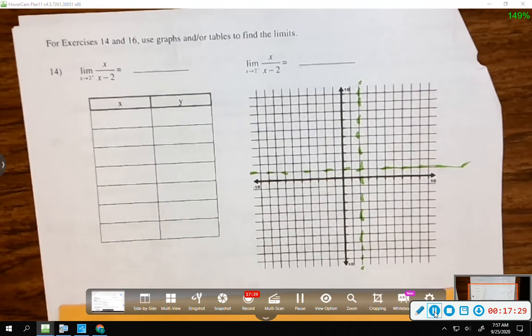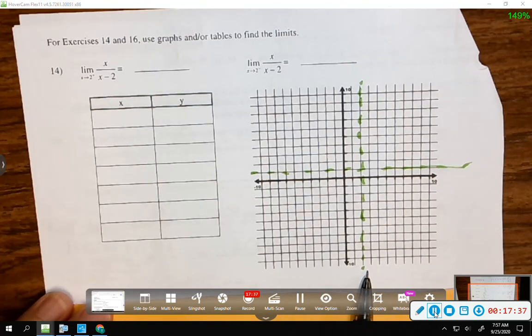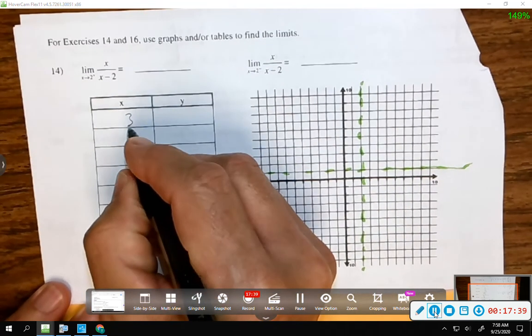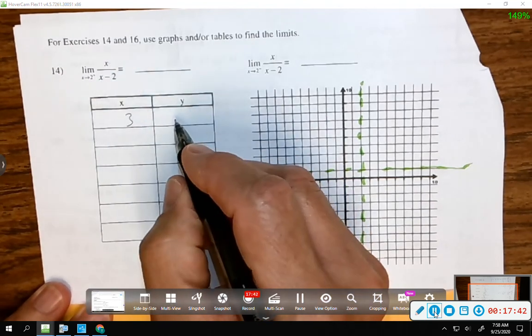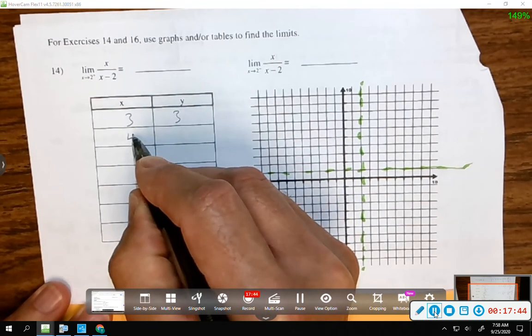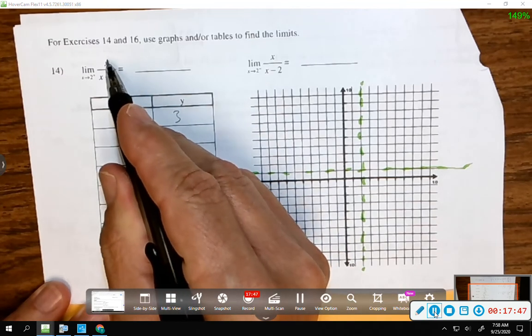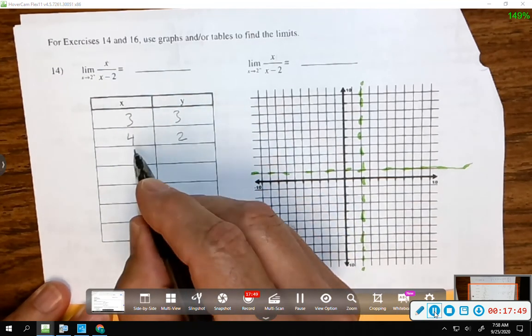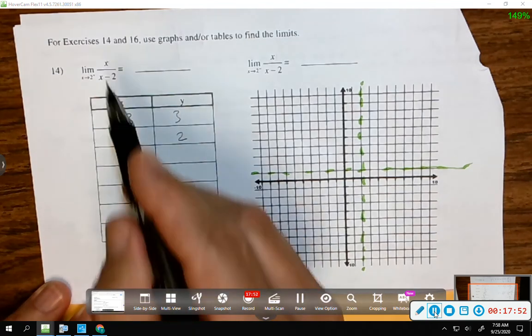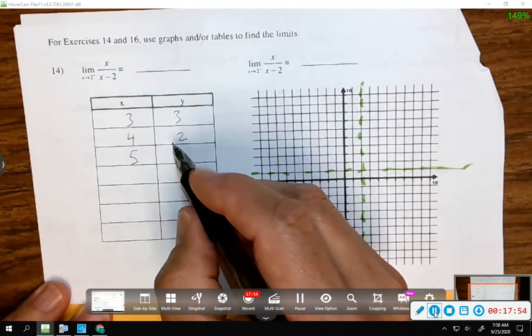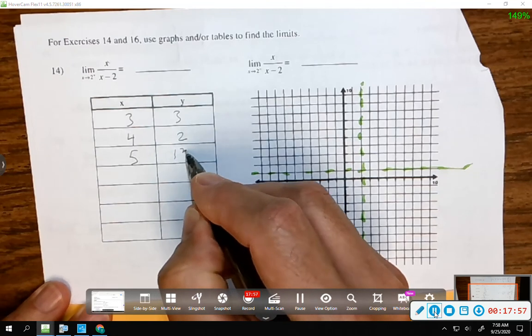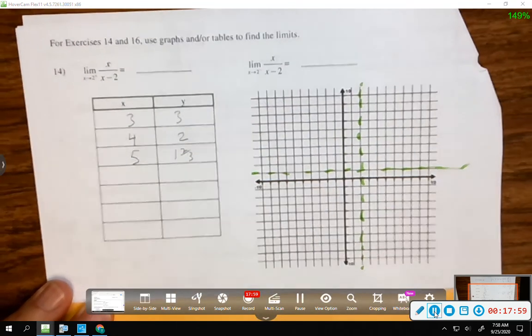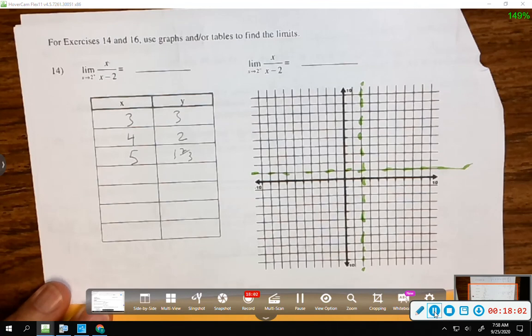So let's look at some values. That's how they wanted us to do this, so we will do that. I cannot plug 2 in because it's undefined, so let's plug 3 in. If I plug 3 in here, I get 3 over 1 is 3. Let's plug 4 in. If I plug 4 in, I get 4 over 2 is 2. Plug 5 in. If I plug 5 in, I get 5 over 3, or 1 2/3. I could keep going. I could plug 6 in. I'd get 6 over 4, which would be 1 1/2, right?